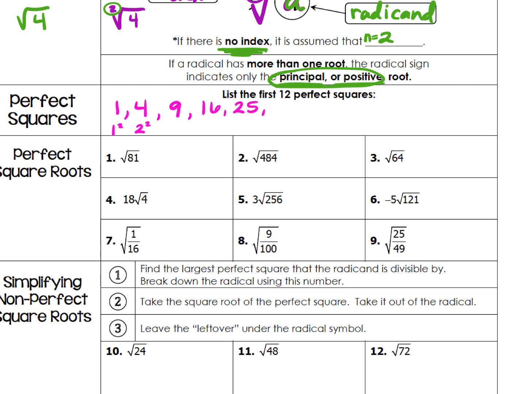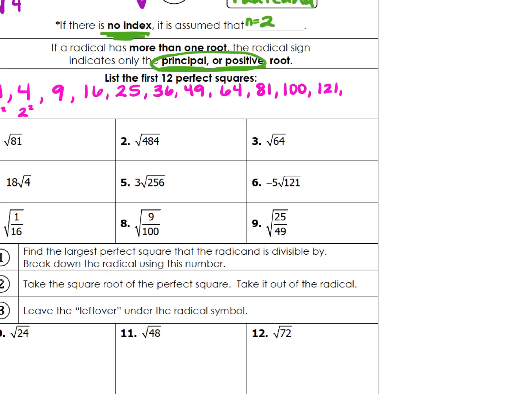25. What's 6 squared? 36. What's 7 squared? 49. What's 8 squared? 64. 9 squared? 81. 10 squared? 100. 11 squared? 121. And 12 squared? 144.